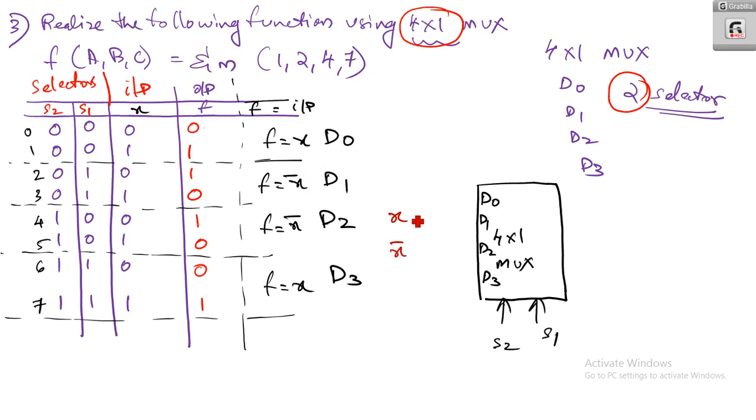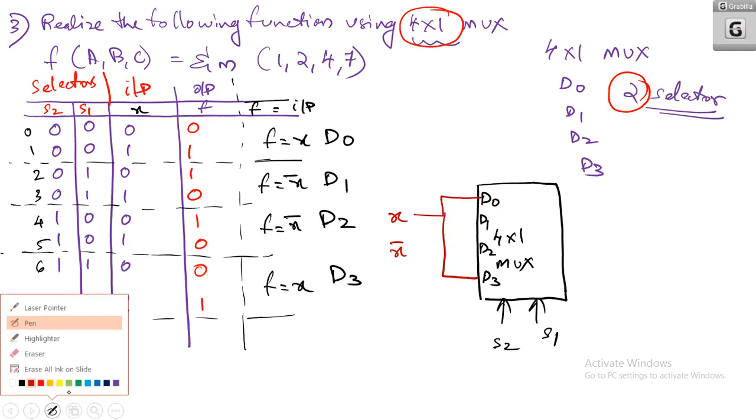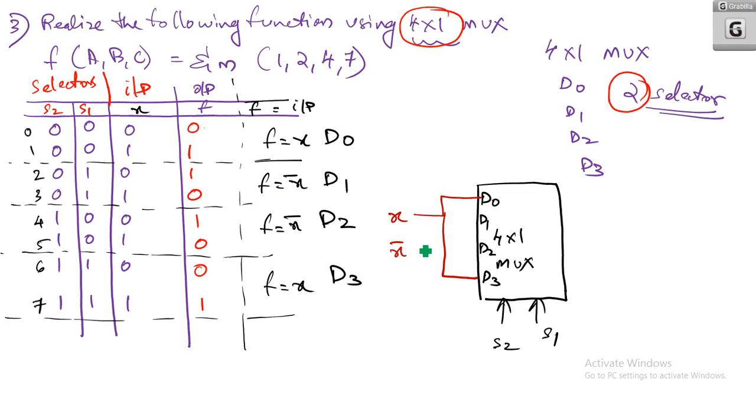H is given to D0 and D3. That is H. And H bar is given to D1 and D2. Okay. That means here what we can see is that when S2 is equal to 0 and S1 is equal to 0, whatever is in X, it will come out. It can be D0 or D3. Whatever it is, it will come out.